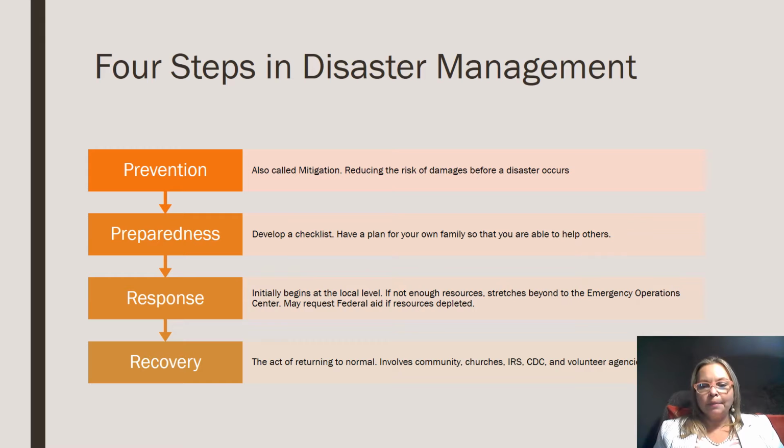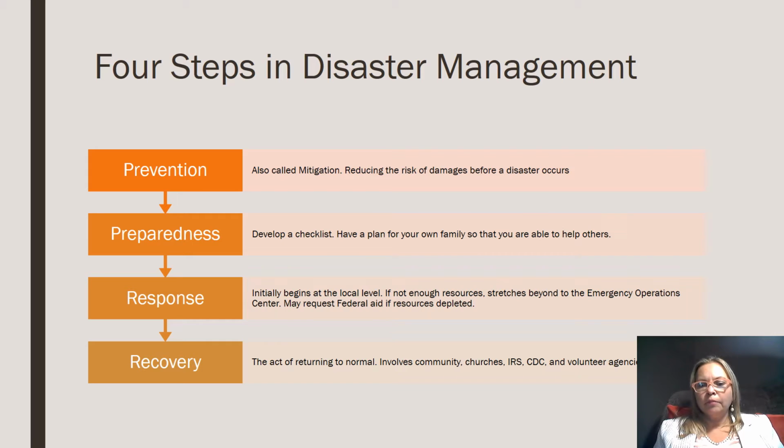There are 4 steps in disaster management, and each one's important in their own way. Prevention, of course, we want to prevent any type of disaster if possible. Now, of course, when they occur naturally, it's difficult to prevent. But what we can do is mitigate, and that means being able to limit or reduce the chance of devastation if disaster should occur.